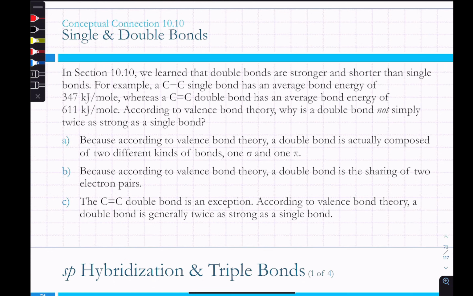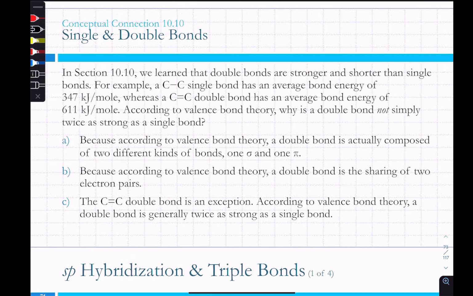A lot of words on the page. Test how awake you still are. In section 10.10, actually I think that's supposed to be 9.10, but we learned that double bonds are stronger and shorter than single bonds. For example, a carbon single bond has an average bond energy of 347 kilojoules, where a double bond has an average energy of 611 kilojoules. According to valence bond theory, why is a double bond not simply twice as strong?